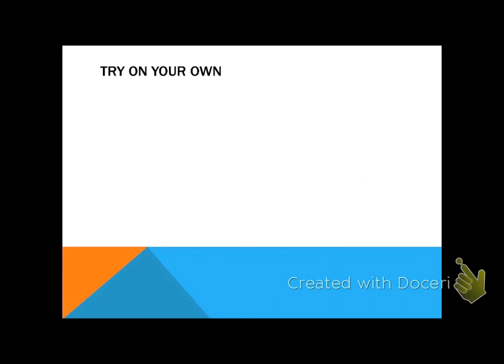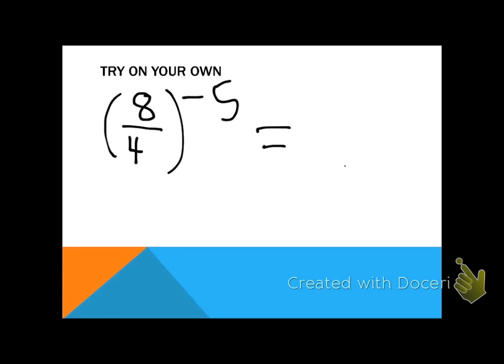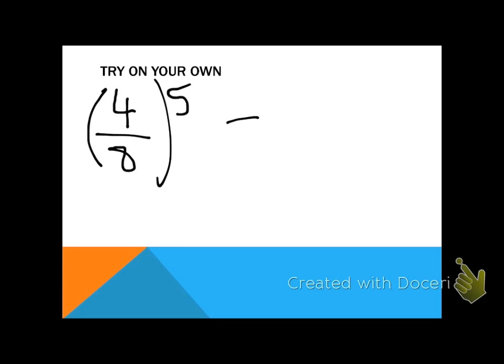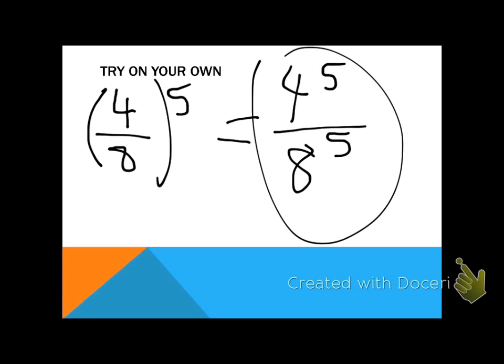Let's try this on your own. 8 over 4^-5 equals what? Okay, this can simplify down to 4^5 over 8. You got rid of the negative. And that equals 4^5 over 8, and you don't want to simplify down anymore, because otherwise then you just get numbers and it gets really nasty. So this is your final answer.